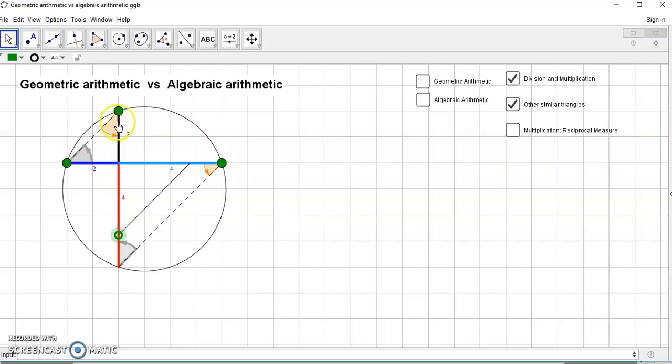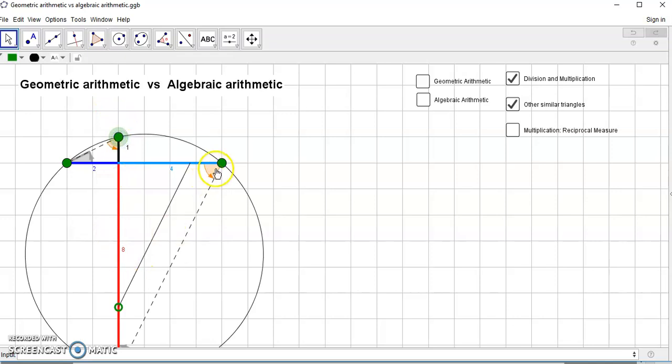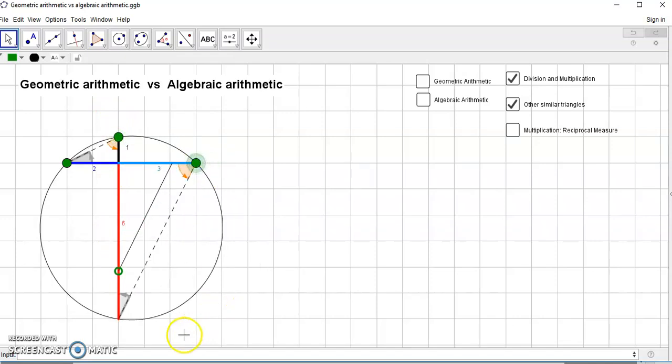Remember, this black segment here represents a unit. So to make it simpler, you could just do that, and it's easier to see that way, isn't it? Because now if this is 1, then you can say 3 times 2 is 6, and 6 divided by 2 is 3, and 6 divided by 3 is 2. So you've got everything you need here.